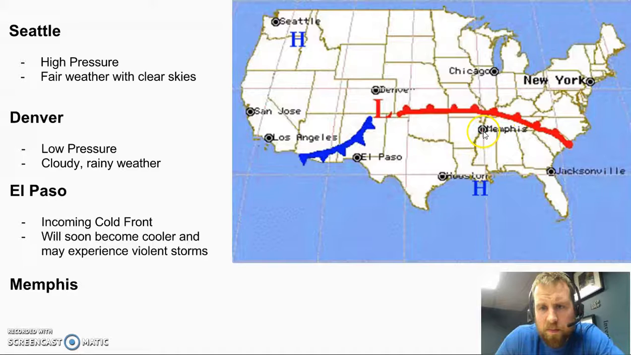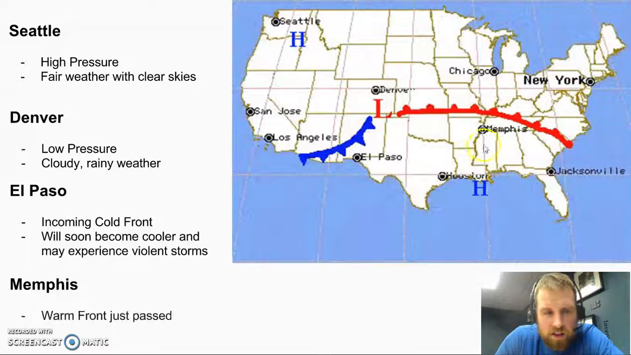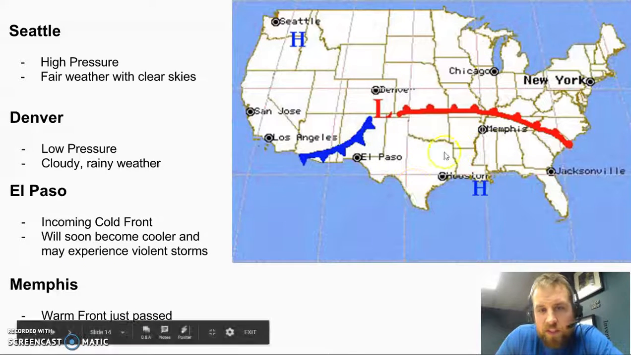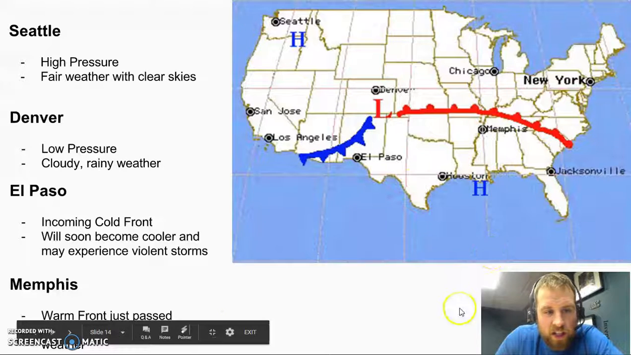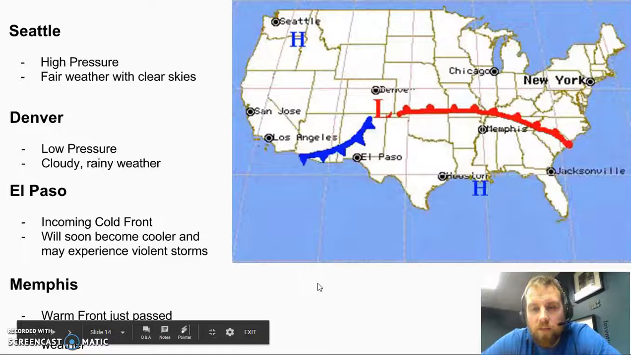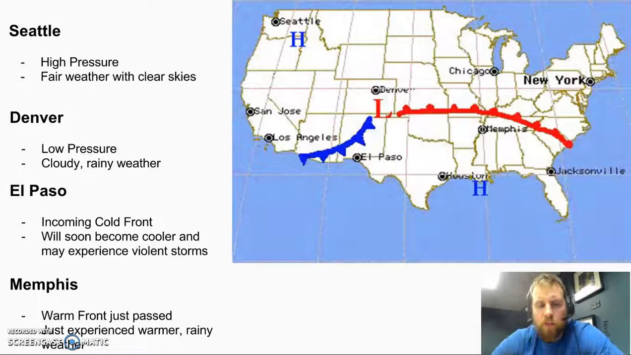Last one is Memphis. Memphis is over here. This warm front just passed through, right? Again, a warm front moves in the direction of the half circle, so it was moving from here, and now it's moving in this direction, up towards Chicago. So Memphis just had a warm front pass over it, and I would say it has probably experienced some warm, probably a little bit rainy weather, warmer, rainy weather.